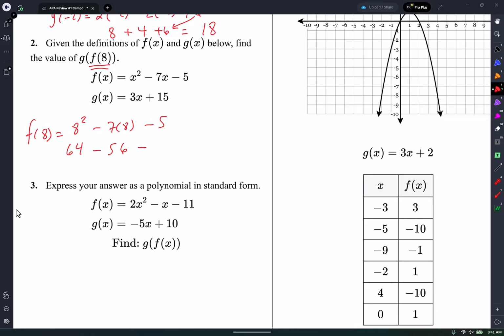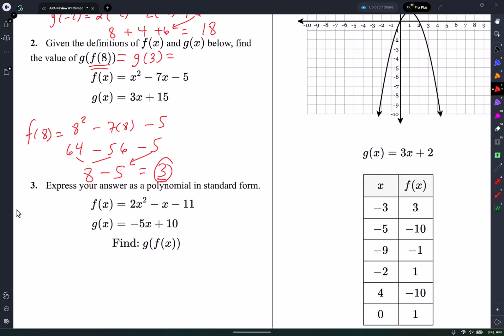Minus 5. All right, here we go. Ready? The difference between 64 and 56 is 8. And now I'm going to subtract 5 from that 8. What's that? There it is. So this 3 is going to go inside of this. So I'm going to put equals here. And I'm going to write G of what? Well, what is f of 8? 3. That's what we calculated. So I'm going to write G of 3.